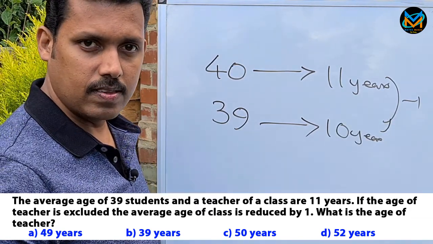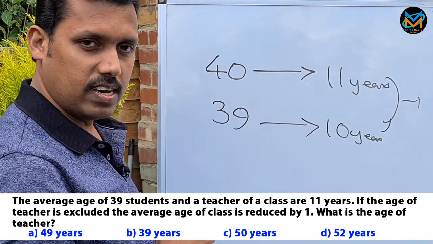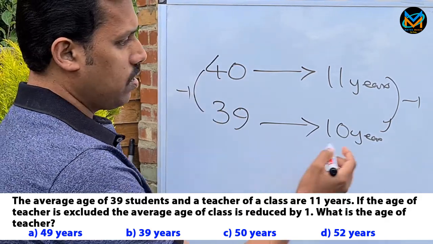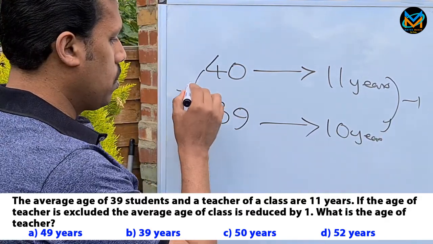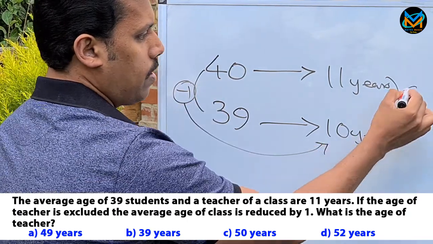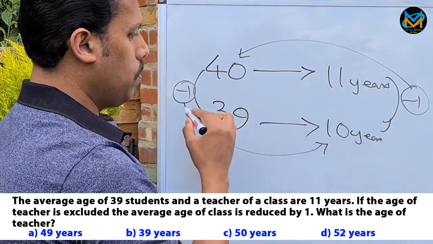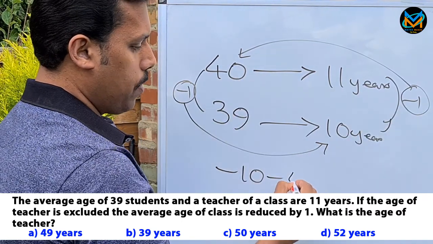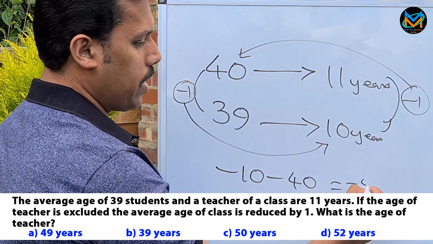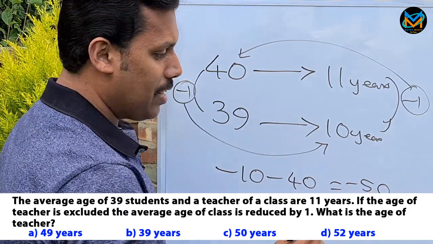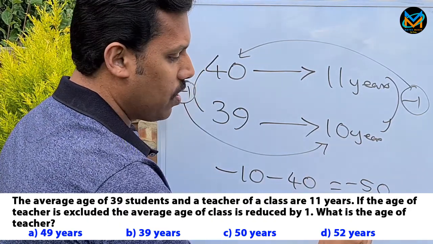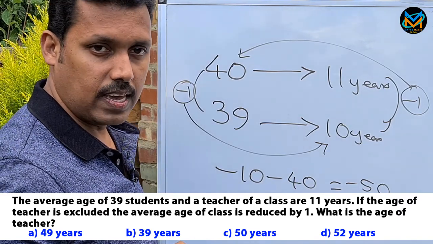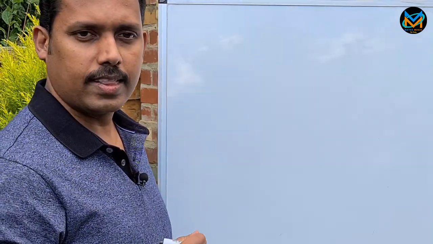What is the age of the teacher? That is the question. Same technique. What is the difference? -1. Here also -1. So the answer is -1 into 10, -1 into 40. So -1 into 10 is -10, -1 into 40 is -40. The answer is -50. Age cannot be negative, so ignore the minus. The answer is 50. That will be your answer. Option C.